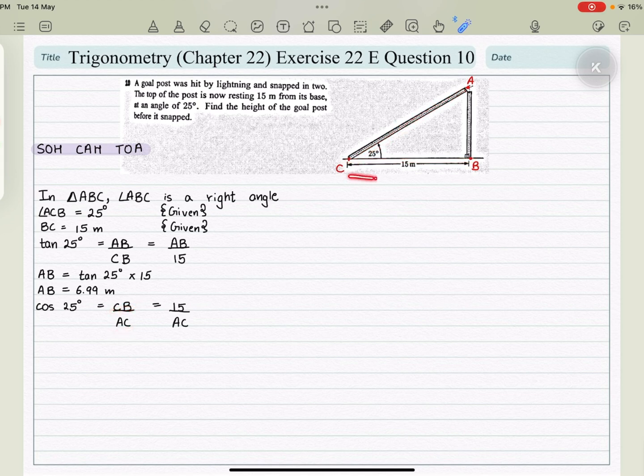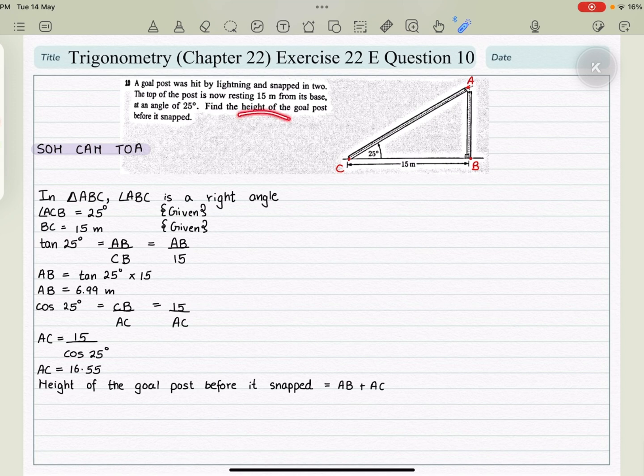That is equal to CB is 15, AC we don't know, so we plug in the value of CB, and then we again pull this down. We replace AC and cos 25 degrees to get AC is equal to 15 upon cos 25 degrees, and then we calculate it on a calculator to get the value of AC as 16.55 meters.